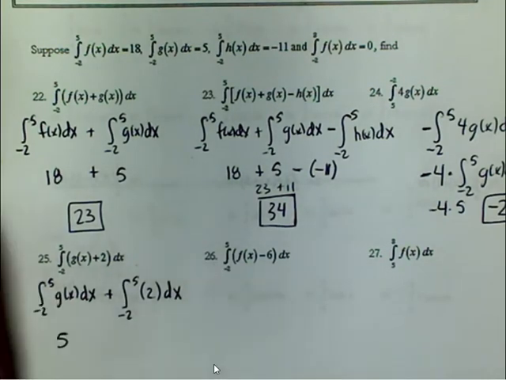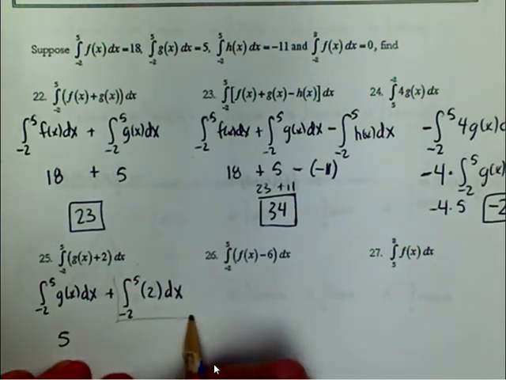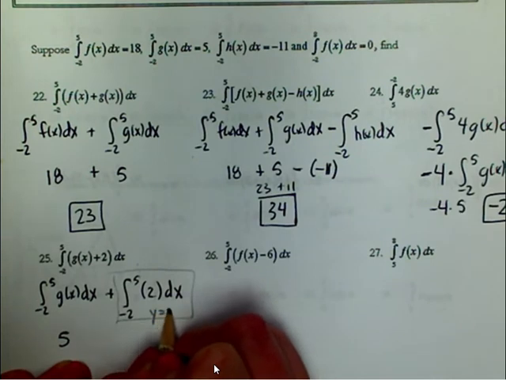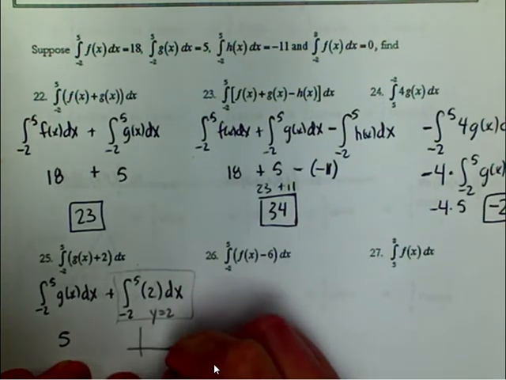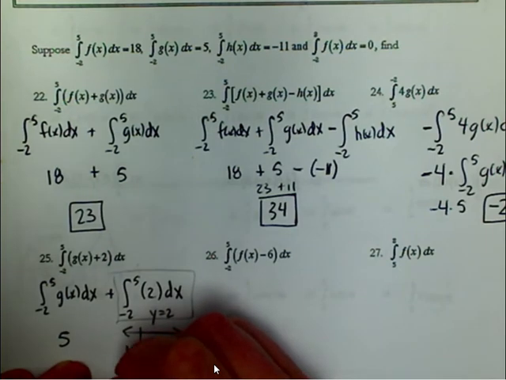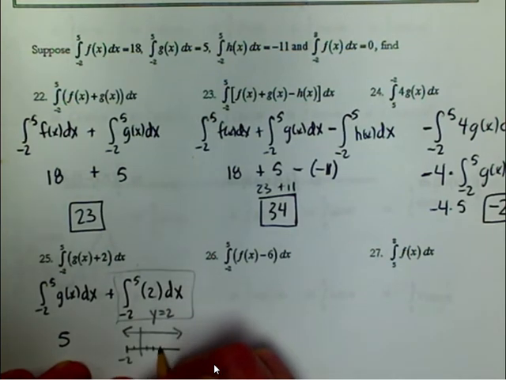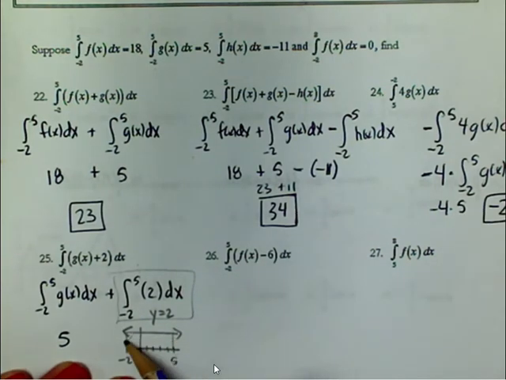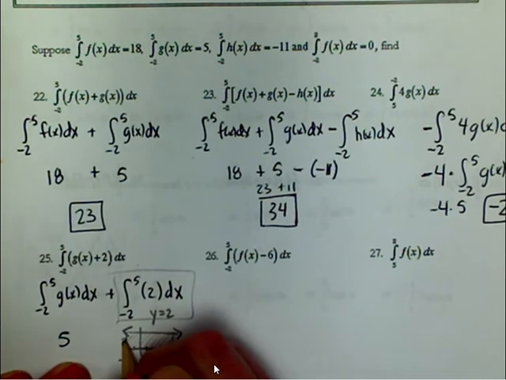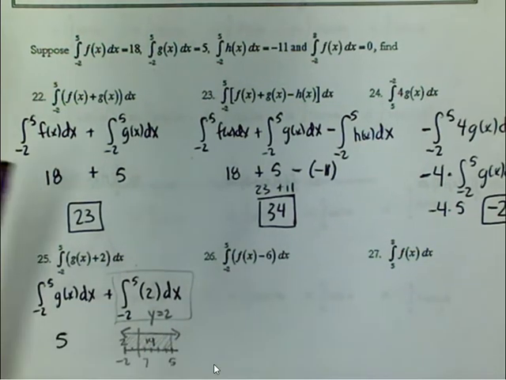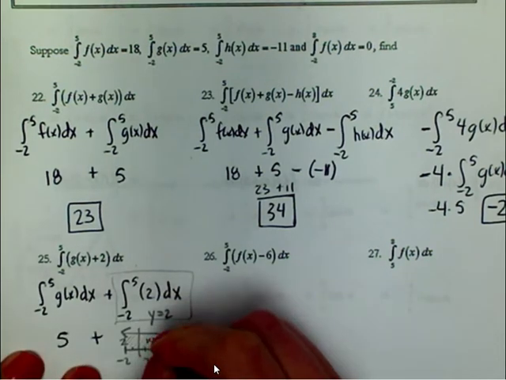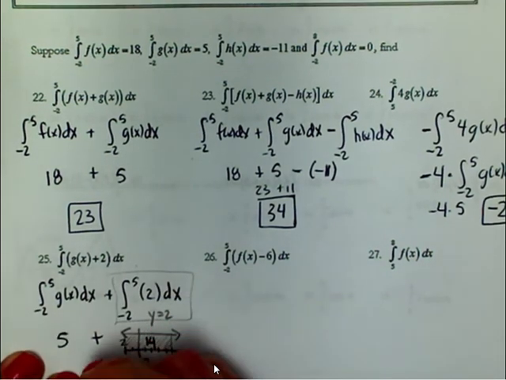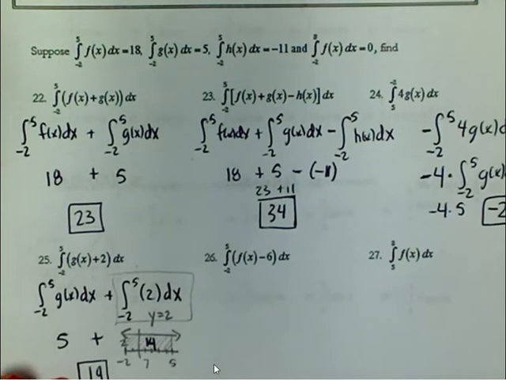This one, this is actually worksheet number 4. Notice that this is like y equals 2. From negative 2, 1, 2, 3, 4, 5, all the way up to 5. Well, that is a rectangle, 7 by 2. So the area is 14. So the result is 19.